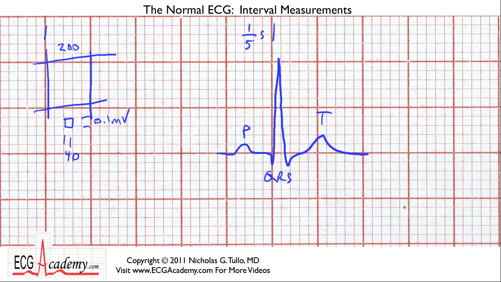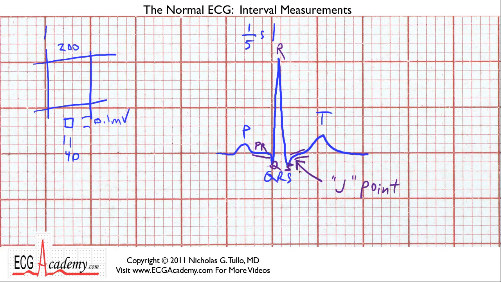Other parts that we need to be concerned about: the PR segment, which is the part between the P and the QRS complex. The ST segment is between the S wave and the T wave. Remember, the first negative deflection is a Q, then the first positive deflection is an R, and following the R you can have an S wave. Remember, the point where the QRS complex ends and the ST segment begins is known as the J point.